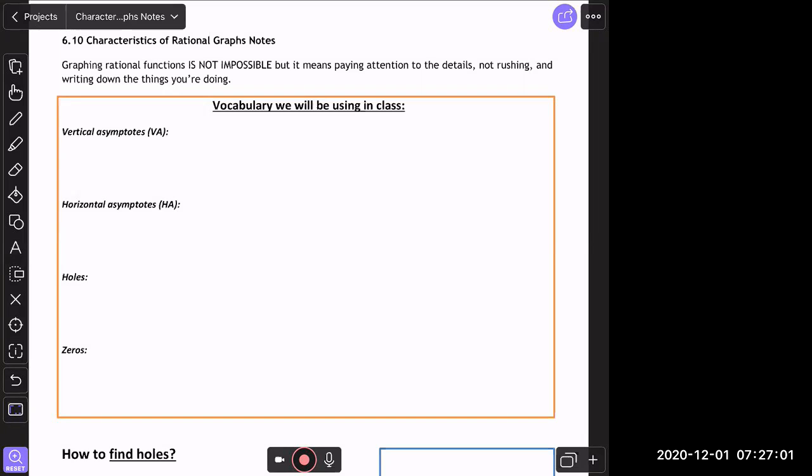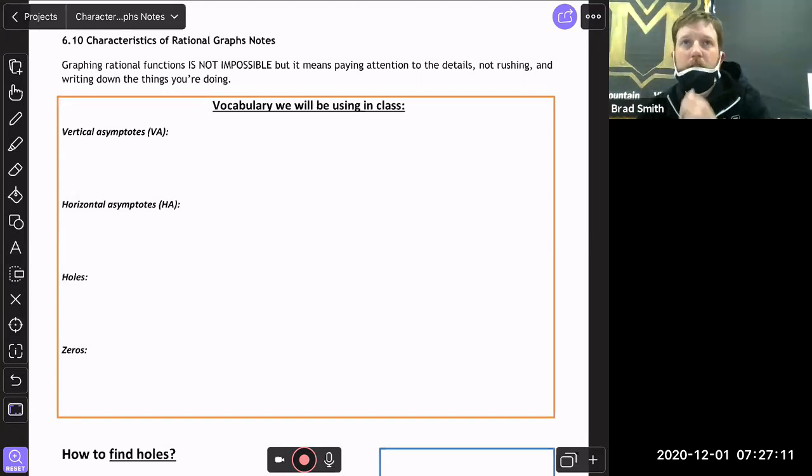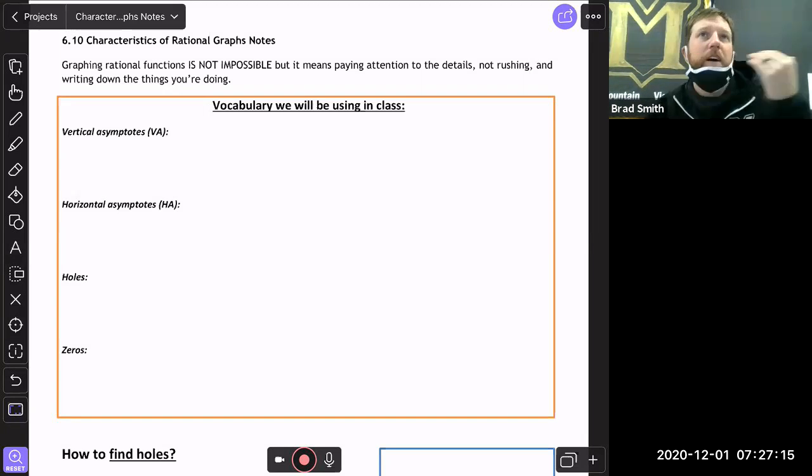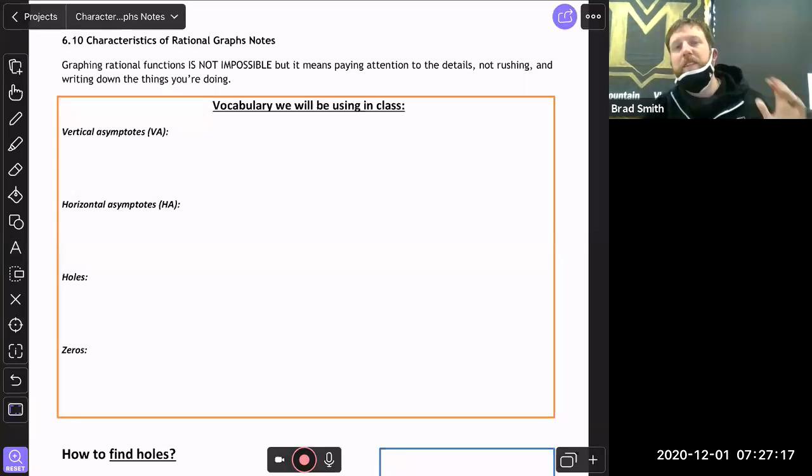Don't rush it and write what you're doing down. It always helps. Like I said yesterday, I'll get into a little bit more detail later on how I like these graphs. So today it's just going to be how to find the basics so we can put it all together tomorrow on a graph. First of all, is a vertical asymptote.